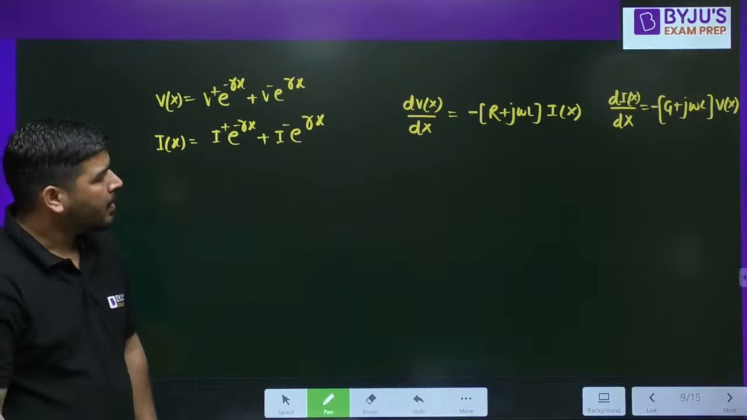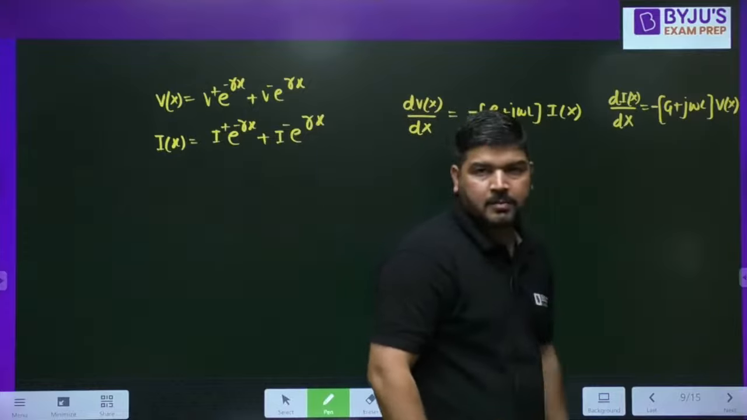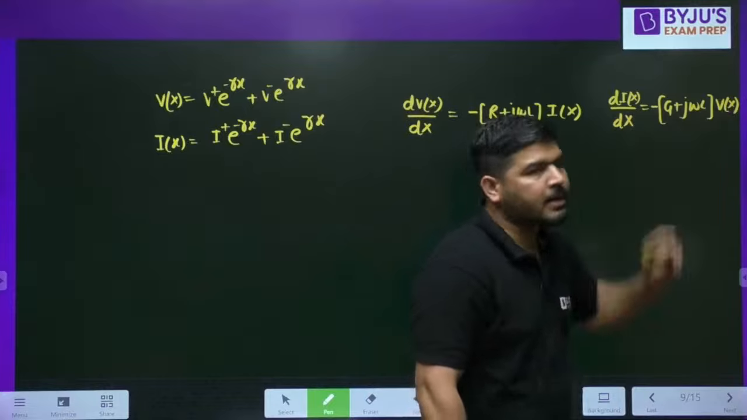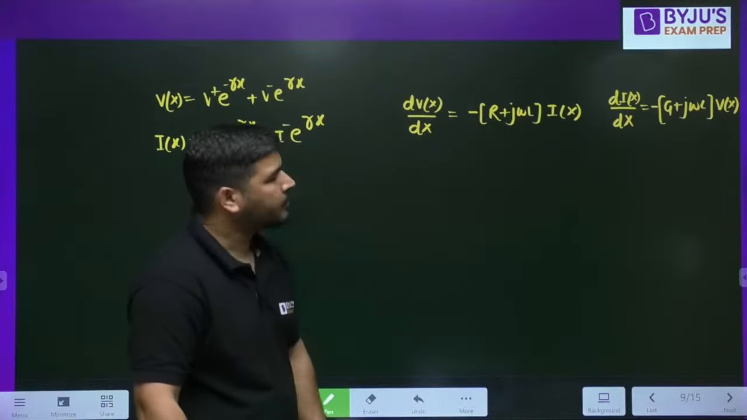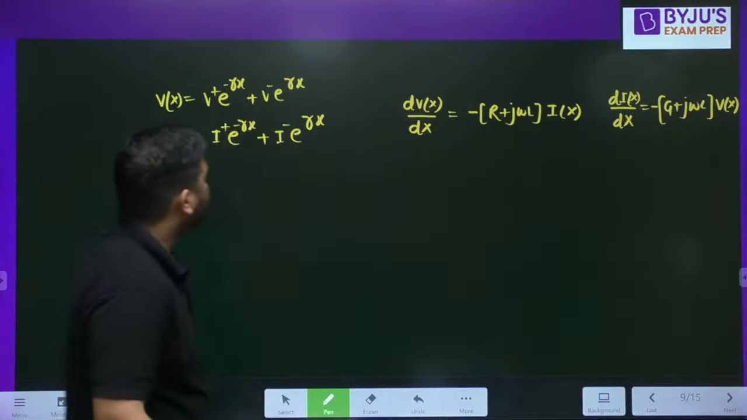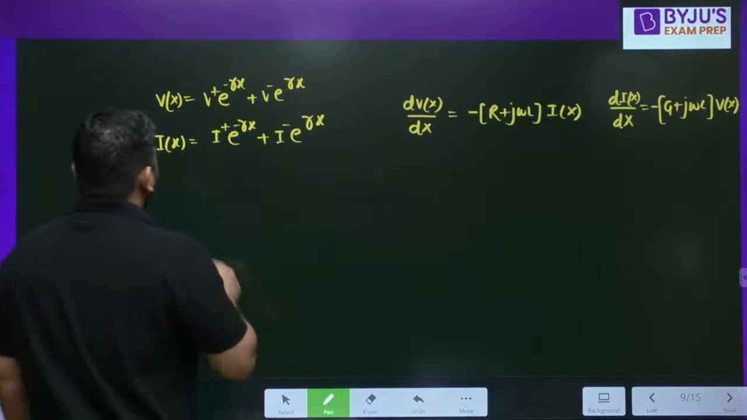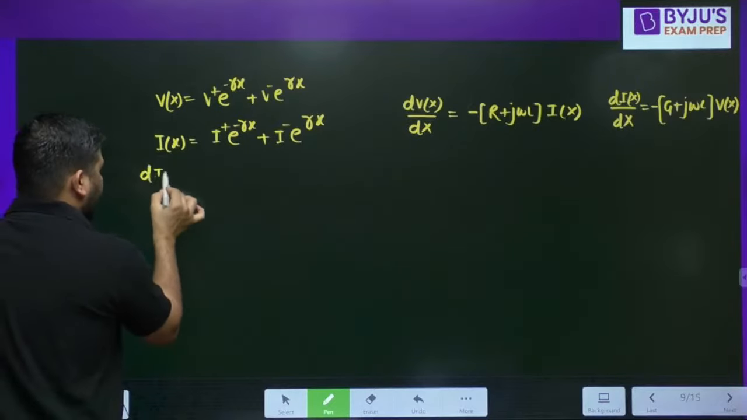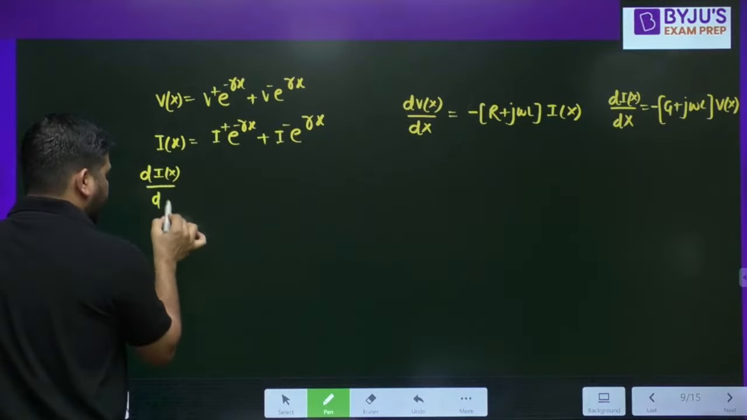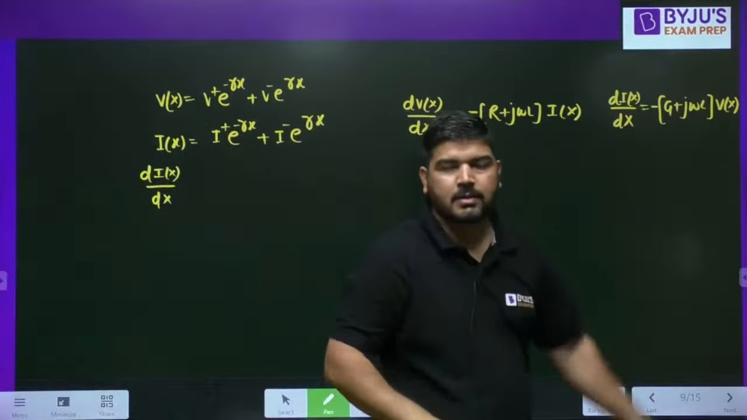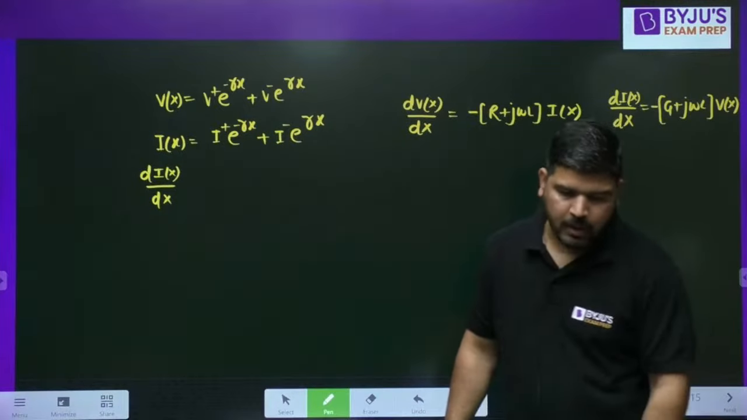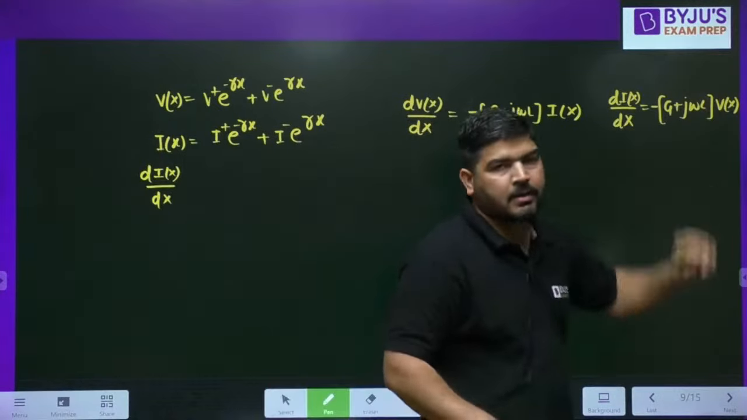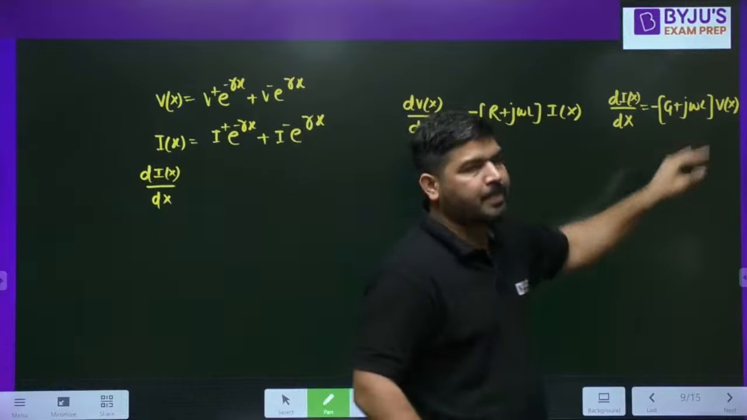Okay. This is the voltage expression on the transmission line and it is related with the current like this. Similarly, this is the current relation and it is related with the voltage like this. Now what I can do is, from here, if I take the derivative of this, dI/dx. Obviously I have not derived these relations because it will take more time, so I have written them directly. So I have to remember them directly. On the transmission line, these relations are valid.